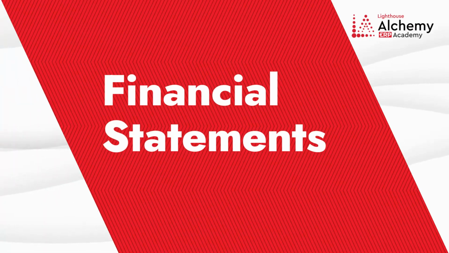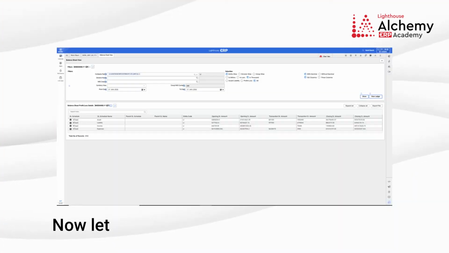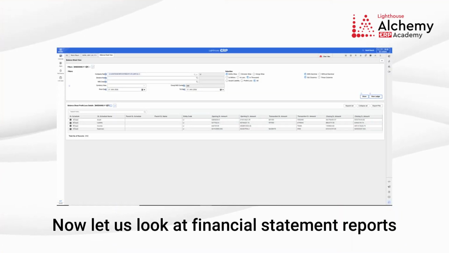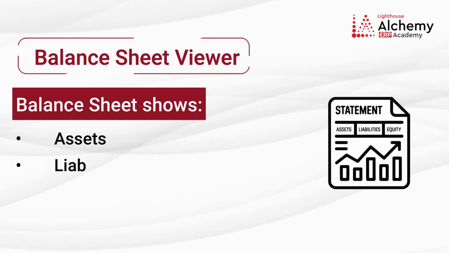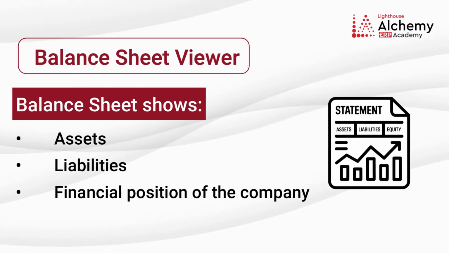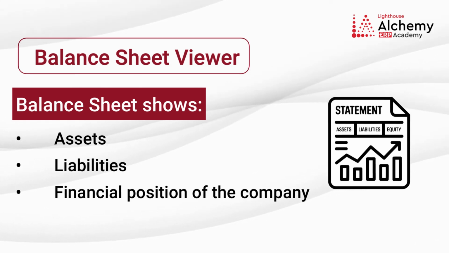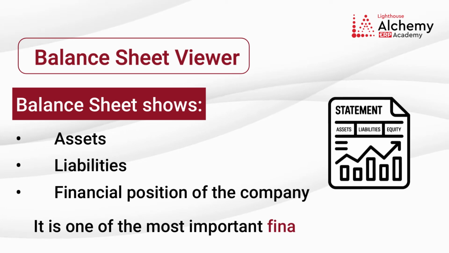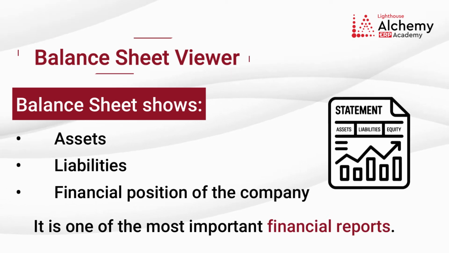Part 6. Financial Statements. Now let us look at financial statement reports. Balance Sheet Viewer. Balance sheet shows assets, liabilities, financial position of the company. It is one of the most important financial reports.